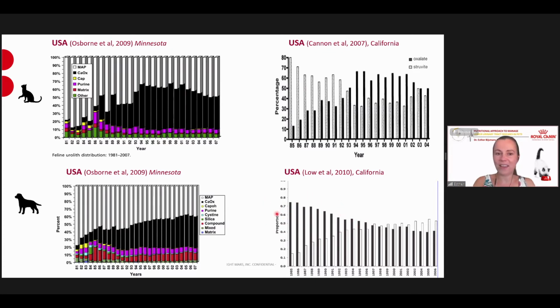So again, in this study, you can see in black the struvite stones and in white the calcium oxalate stones. So that's a reverse from the study above, unfortunately in colors. And again, over here, you can see that over time, calcium oxalate stones are starting to gain traction in a way.